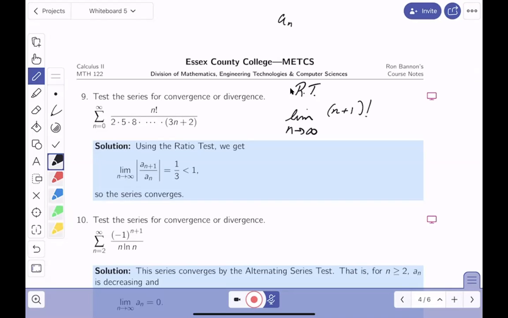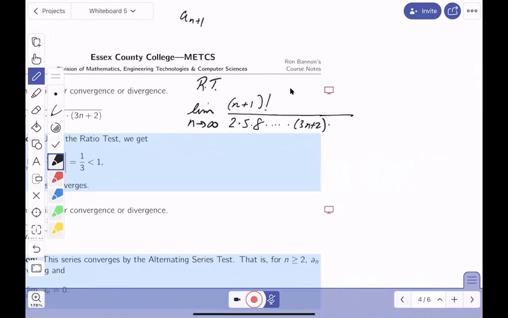I'm writing down n plus 1 now. And this is going to be 2 times 5 times 8, yada, yada, yada. Well, you get 3n plus 2. What would the next factor be on that one? They appear to be going up by 3, right? So the next factor, if it goes up by 3, would be 3n plus 5.